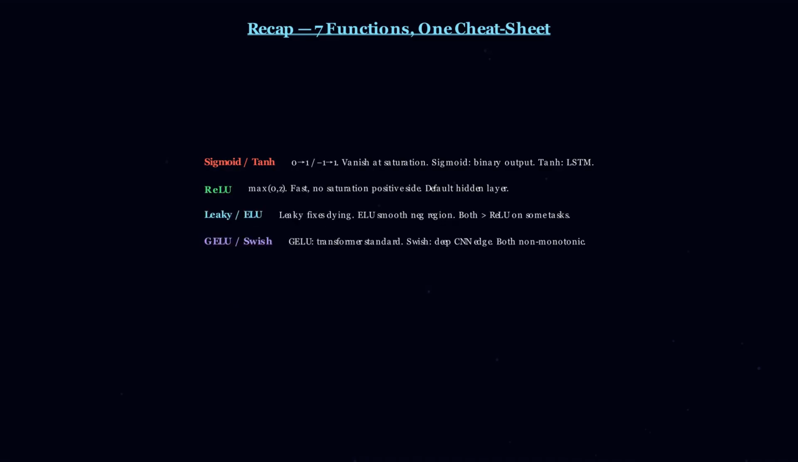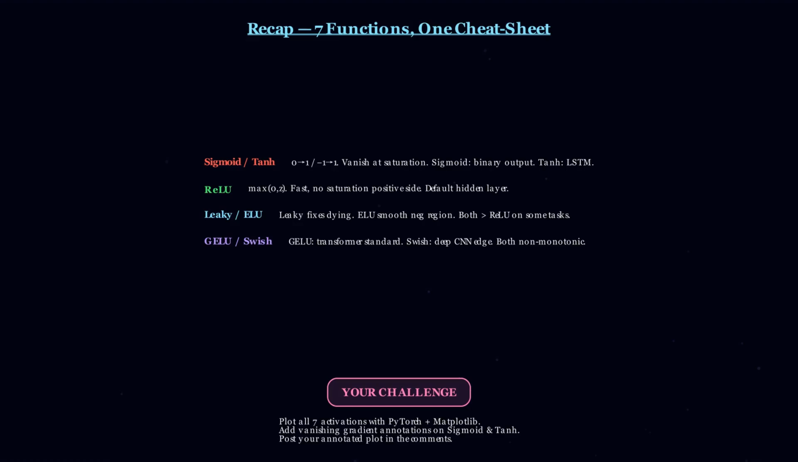Recap. 7 activations, 1 cheat sheet. Sigmoid, 0 to 1 output, vanishing gradient, binary output only. Tanh, -1 to 1, 0-centered, still vanishes, use in LSTMs. ReLU, max of 0 and z, no saturation on positive side, fast, default choice. Leaky ReLU, fixes dying ReLU with small negative slope. ELU, smooth negative region, 0-centered outputs, slower. GELU, transformer standard, probabilistic gating. Swish, non-monotonic, beats ReLU in deep CNNs.